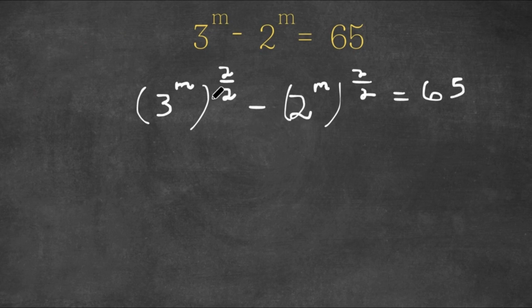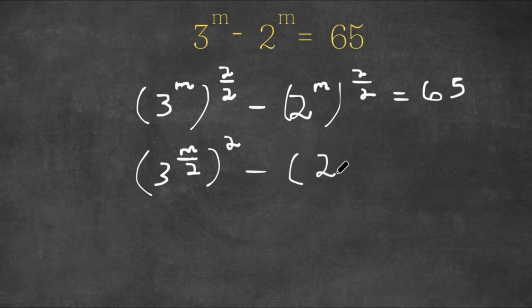Now, I can actually rewrite this as 3 to the power of m over 2, to the power of 2, because these two 2's cancel out anyways, so this is just equal to 3 to the power of m. And I'm subtracting this with the same thing over here, 2 to the power of m over 2, to the power of 2.